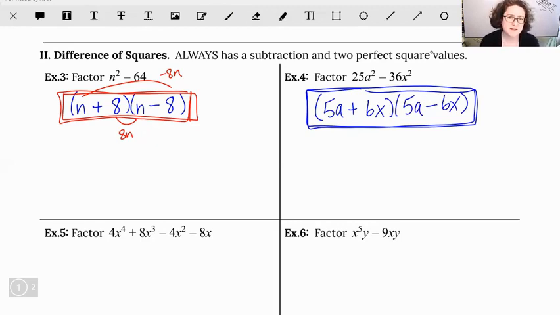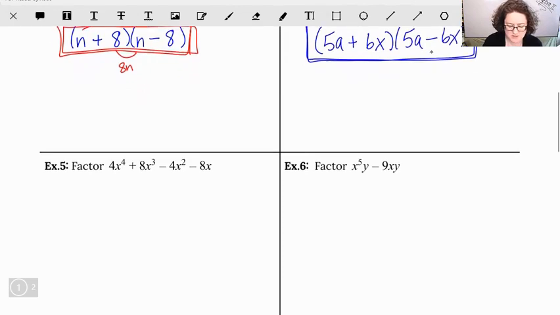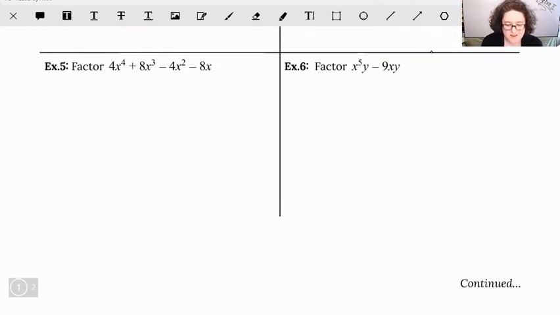So the first thing that I think whenever I see 4 terms, and actually even before I see the first 4 terms, what should I look for every single time I factor any expression? We should always look for a GCF first. So out of all 4 of these terms in example 5, it looks like I could divide out a 4 and an x from every single term. So let's write that out first.